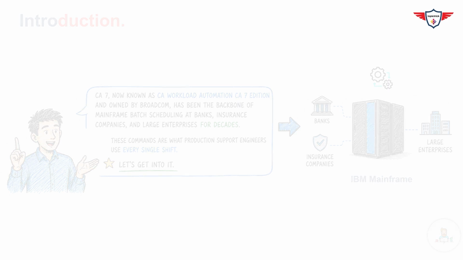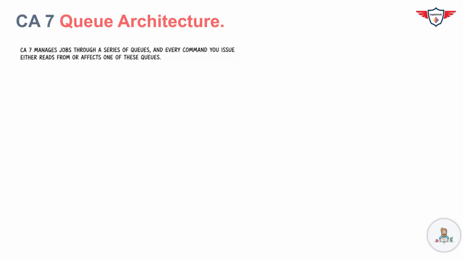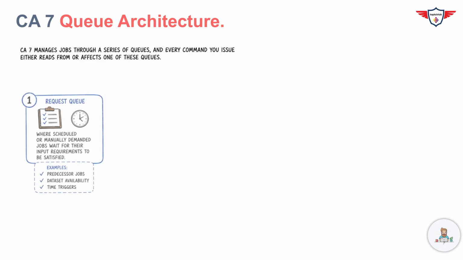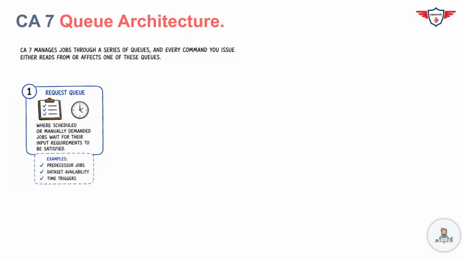Now let's try to understand the CA7 queue architecture, because before you can use these commands, you need to understand where exactly these jobs reside within CA7. Of course, there's a database where you define all these jobs and their corresponding dependencies. But CA7 also uses different queues to manage the execution of these jobs. So whenever you issue any command in CA7, it will either read data from one of the queues, or affect one of these queues.